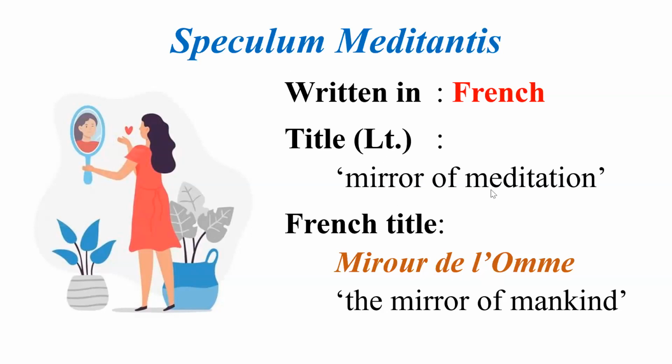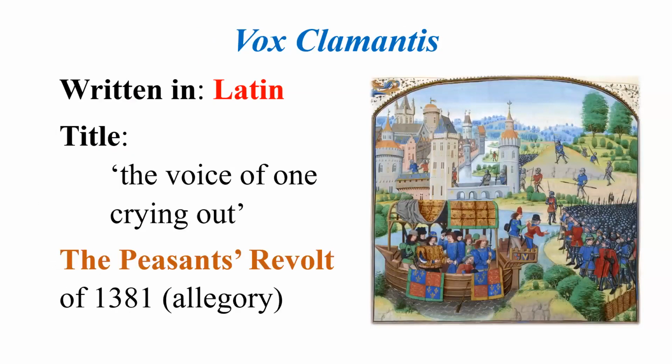The general question is that they will simply ask, Gower's Speculum Meditantis is written in which language? So you just remember French. At least if you know this, you can easily eliminate the other two. How to remember the other two? So generally, this is how I remember. The next work is Vox Clamantis. How do I remember this one?